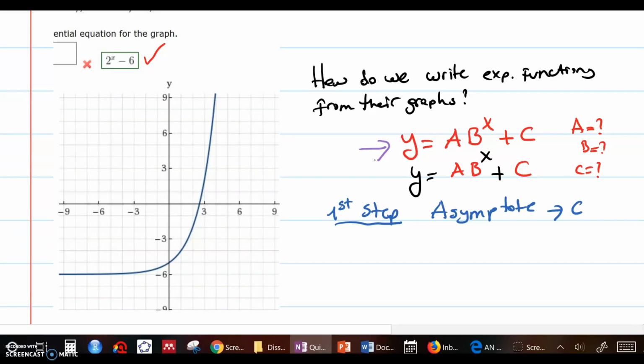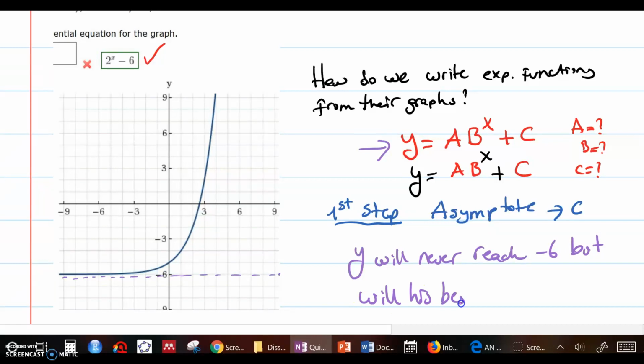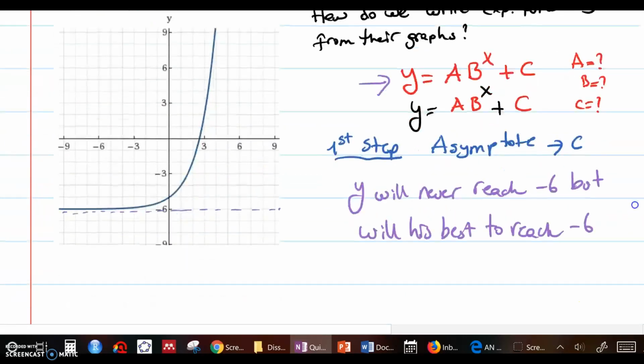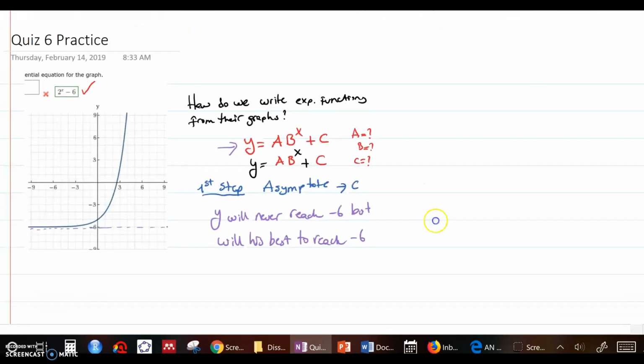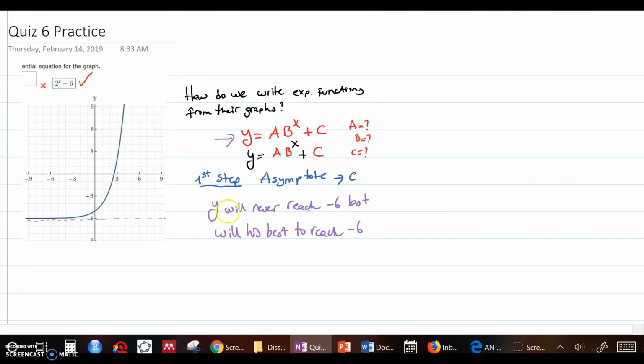Okay, so asymptote. Asymptote is -6 on this one. So what does asymptote mean? As x goes to infinity, where does y try to go? It will never reach, so y will never reach -6, but will do its best to reach -6. And so that's why we're going to say that C will be equal to -6. Okay, so we got this one.